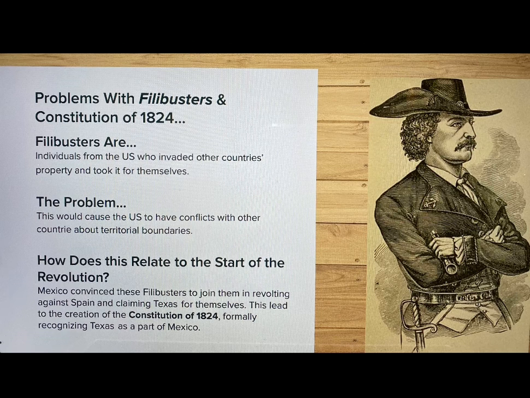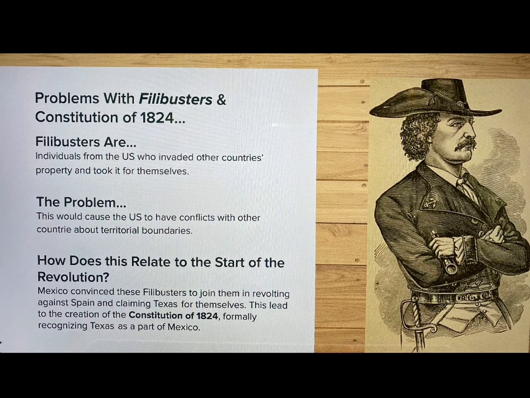Once Mexico took Texas into their custody, problems began to occur between the United States and Mexico. And this centered around the issue of filibusters, which would lead into the Constitution of 1824. Filibusters are individuals from the U.S. who invaded other countries' property and took it for themselves. So these filibusters would go into Mexico and claim Mexican property for themselves.